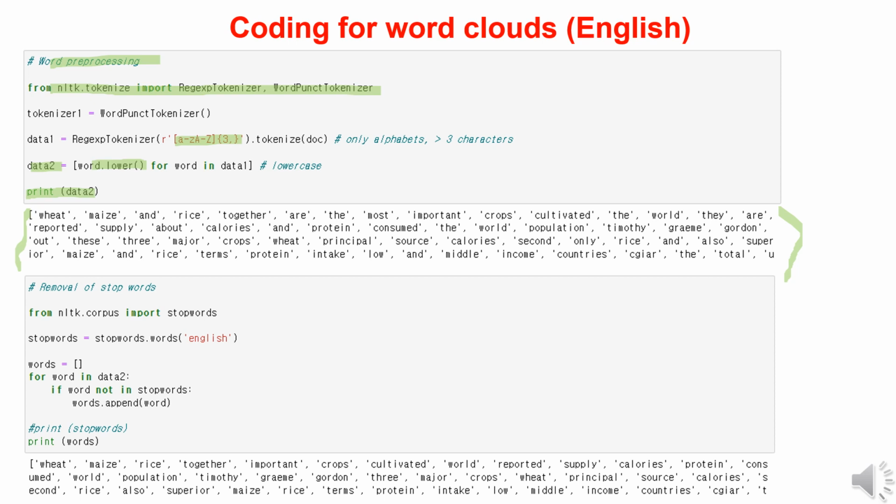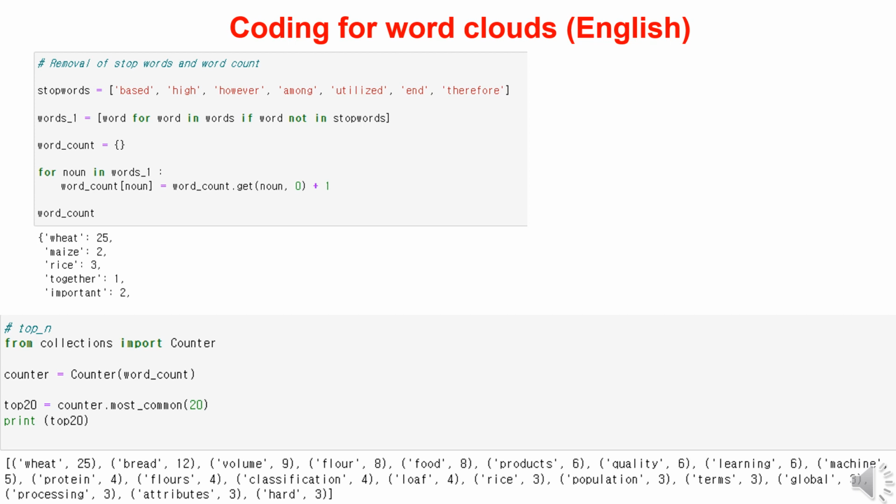After that, we'll use the stopwords library provided by NLTK to remove stopwords. By using a for command, the words that do not belong to the stopwords category are stored in the words variable. This step will result in the removal of words like are, most, the, they, etc., as shown in the printed output.